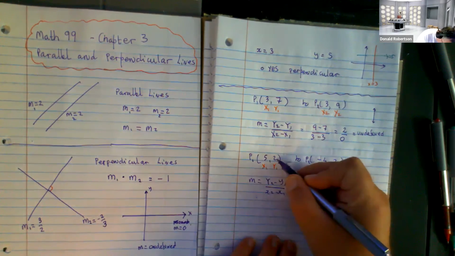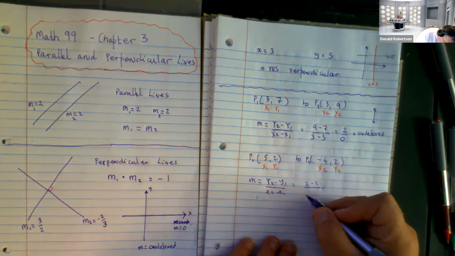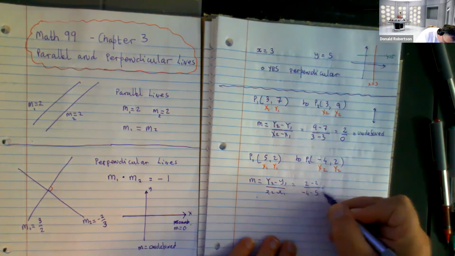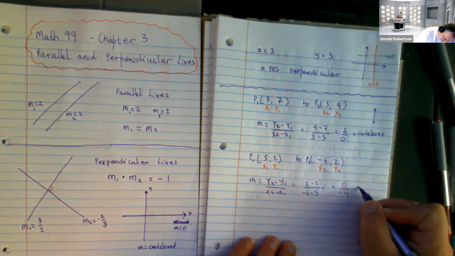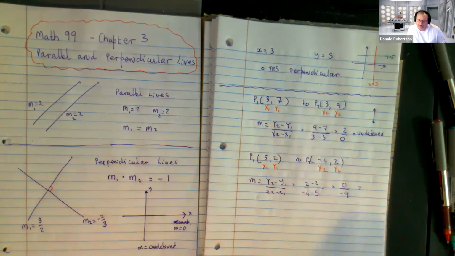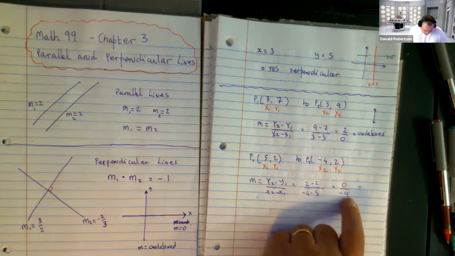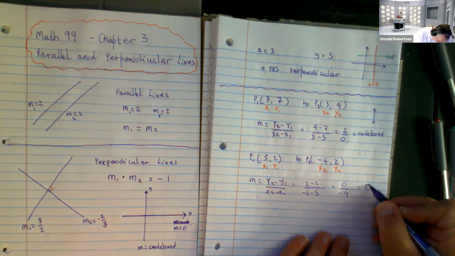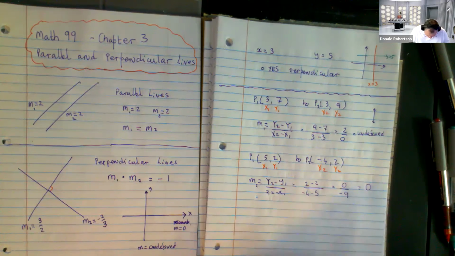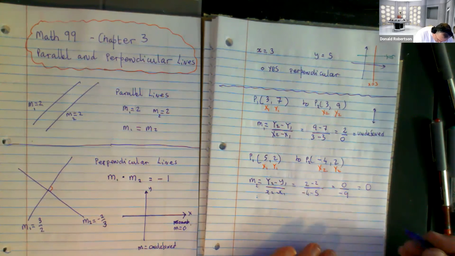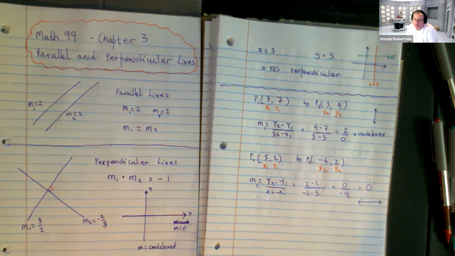And 2 take away 2. And -4 take away 5. So we now get 0 over -9. That's a different situation from the one that's going on here. The zero's on the top. Well, 0 divided by any number gives you a slope of 0. So anytime you encounter a slope of 0, what you're really looking at is a horizontal line.